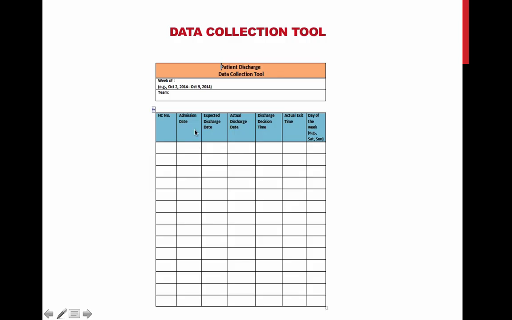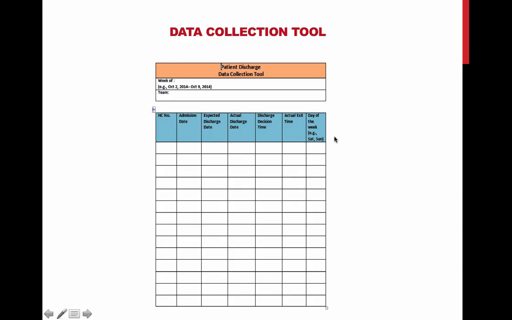This could be the patient identifier number, the date of admission of the patient, the expected discharge date, actual discharge date, then the discharge decision time. So when did the clinical team make the decision to discharge? You know that time. And then you look at the actual exit time. So when did the patient actually leave the ward? What day of the week was it?